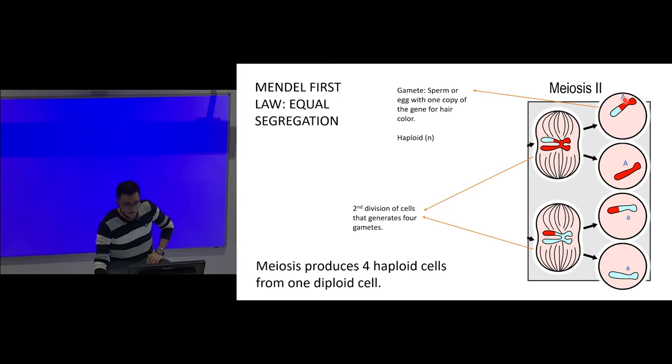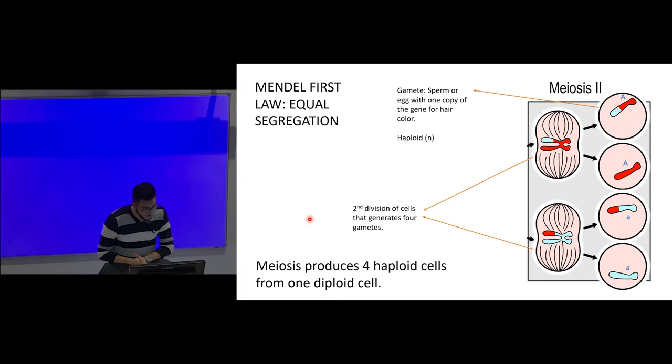So when you're producing these four gametes, you'll get two gametes that have the copy of the gene from your dad, this one and this one, and then you'll have two copies that come from your mom, this one and this one. And this leads to Mendel's first law of equal segregation. So the alleles have equal chance of being segregated into different gametes, okay?